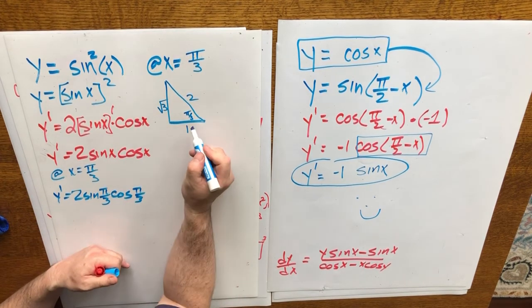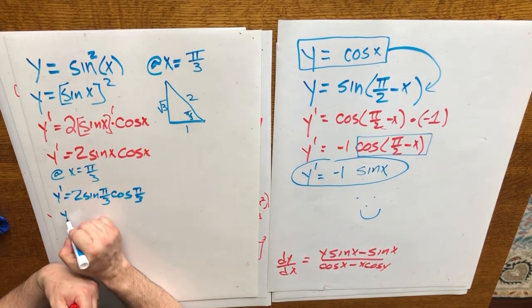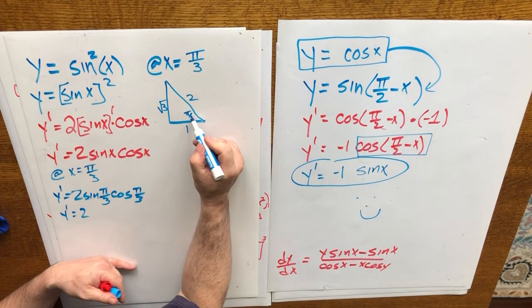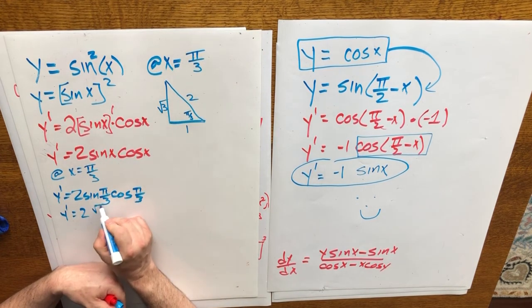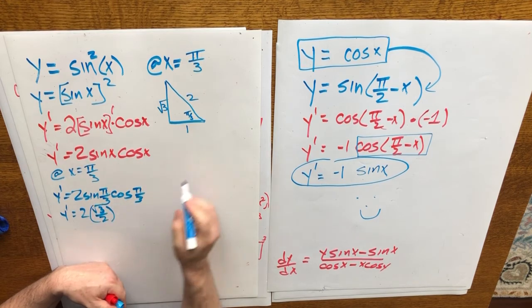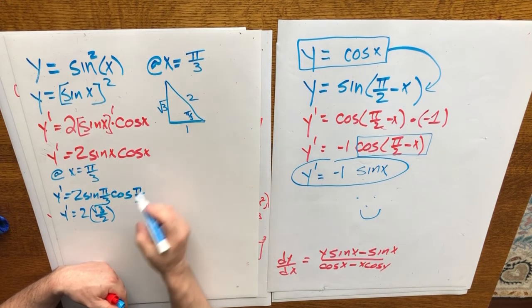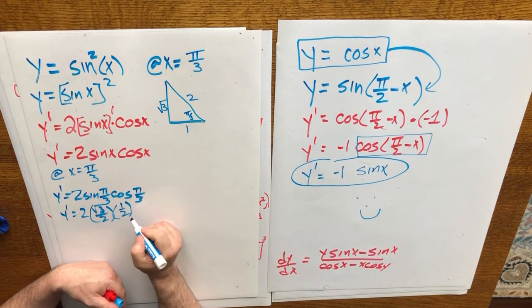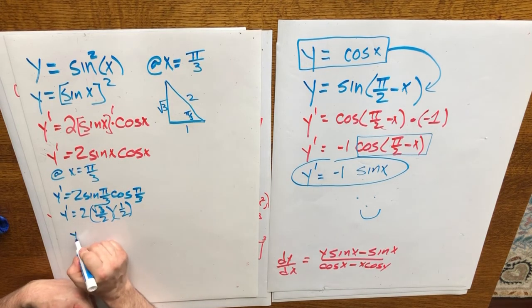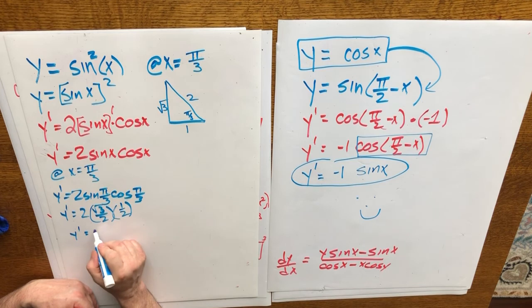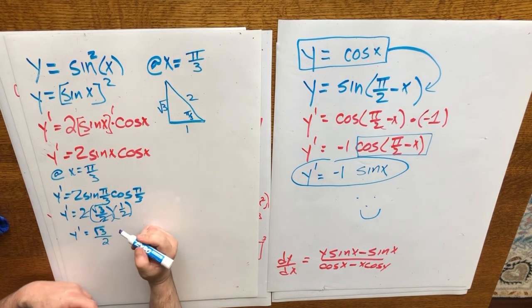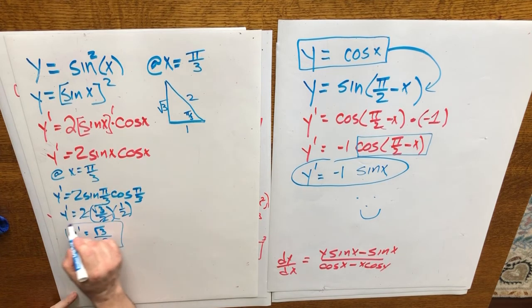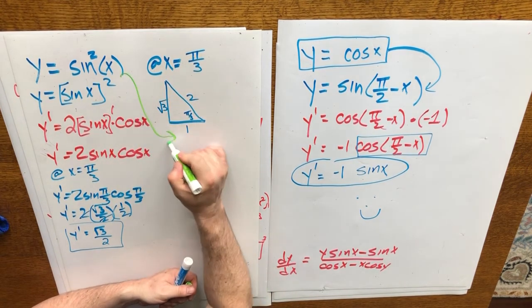So looking at this special triangle here, you can see that the sine of pi over 3, opposite over hypotenuse, is root 3 over 2. And the cos of pi over 3, adjacent over hypotenuse, is 1/2. All in all, when you multiply that all out, you get y prime equals root 3 over 2, canceling this 2 with this 2, for example. So there's the slope. In order to find the equation of the tangent line, we also need to know the value of y. So let's see what this is equal to.